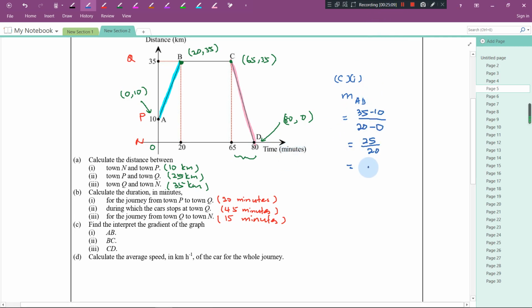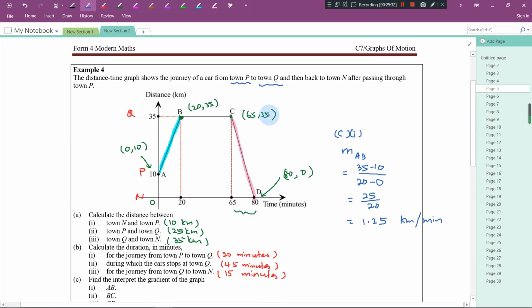You will get 1.25. So you look at the unit here. This is kilometer, this is minutes. Then you know that this is kilometer per minute, right? Okay, what informations can we get from this? From here, we know that the car, this is car, right? Car or lorry. This is a car.